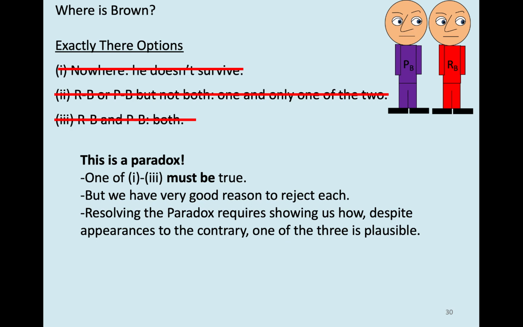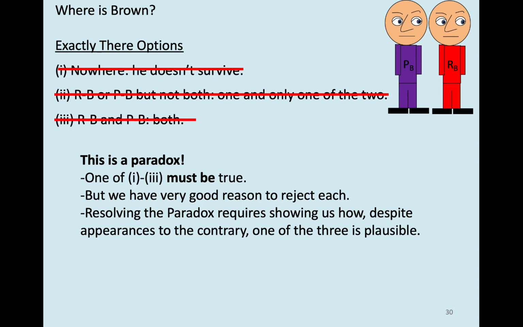Another possibility is that Brown survives as Purple or as Red, but not as both. And another possibility is that Brown survives as both Purple and Red. Well, we considered reasons against each of these options. That is, it seems like there's good reason to say Brown did survive, there's good reason to say Brown didn't survive as just one of them, and there's good reason to say that Brown didn't survive as both. So we have reason to reject each option, but the options are mutually exhaustive, so we have to accept at least one. And that's the paradox.